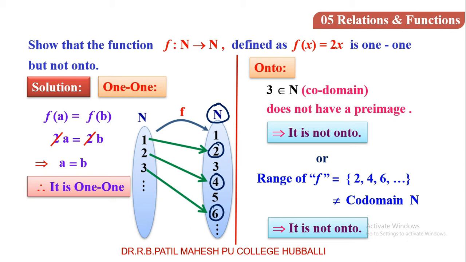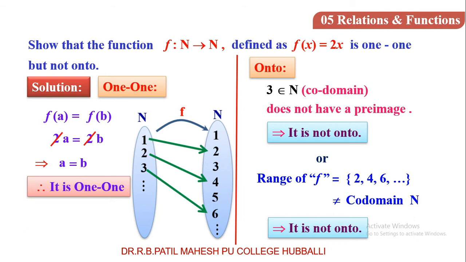Either you write this reason in the examination or this solution in the examination. Any one you write, you will get the marks. 1 mark for proving the function is 1-1 and another 1 mark is for proving the function is not onto. So totally this is a question of 2 marks. Hope you are understanding the problems on 1-1 and onto. Like this we will solve the problems.